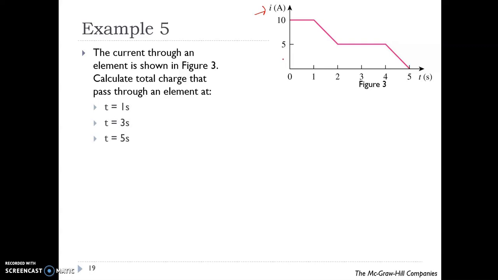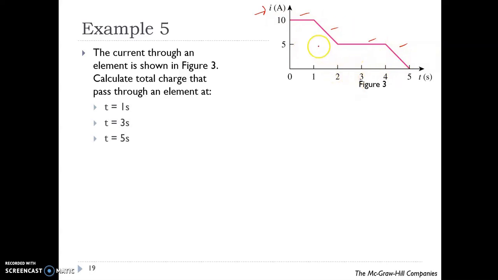Okay. So again, whenever you are given a graph, what you need to do is to find the equation for each line. So for this graph, how many lines do you have? 1, 2, 3, 4. You have 4 different lines. So meaning that you need to find the current equation for 4 lines.